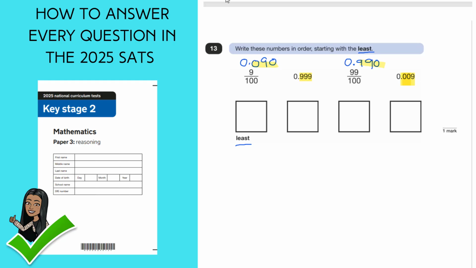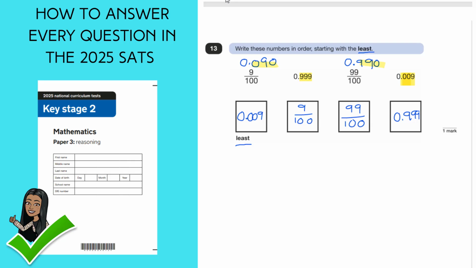0.009 is the smallest out of these, so write it in. The next smallest is going to be this 0.090. So I'm going to write it in as it was, 9/100ths. You can write it as 0.090 because that's numerically correct. Now if I look at my last two numbers, I've got 999 and 990. So 990 is the next smallest. So that is my 99 out of 100. And then finally I've got 0.999. Now I could also have changed these to fractions.